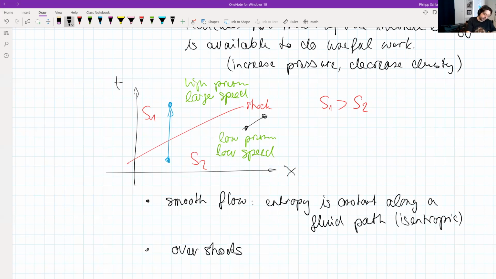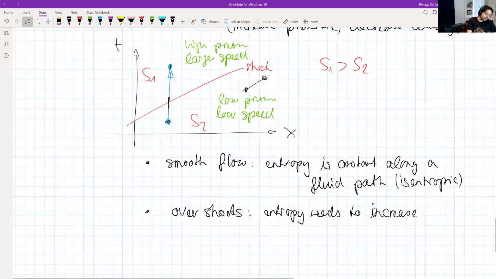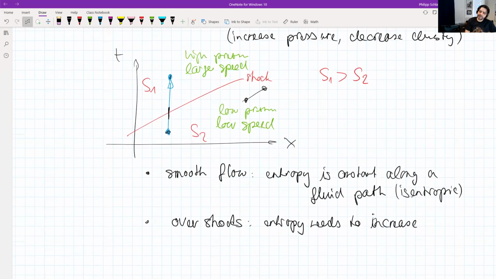So when I have a situation where I have a flow discontinuity, so if I go from here to here and I cross over a shock, then I know that crossing over a shock means that I need to have an increase of entropy. So over a shock, entropy needs to increase. Okay, and now we need to think a little bit. What could we use to indicate the fact that the entropy increases over a shock?